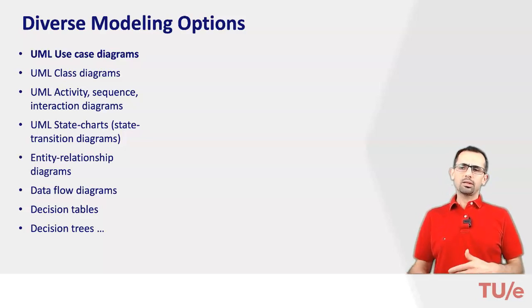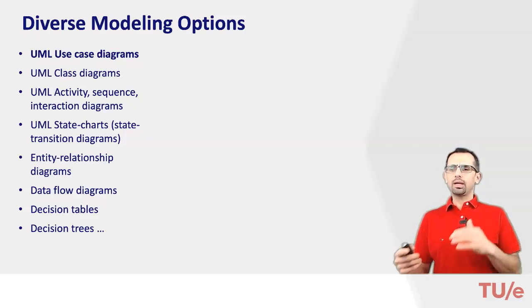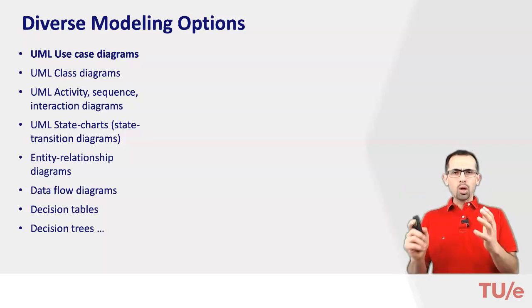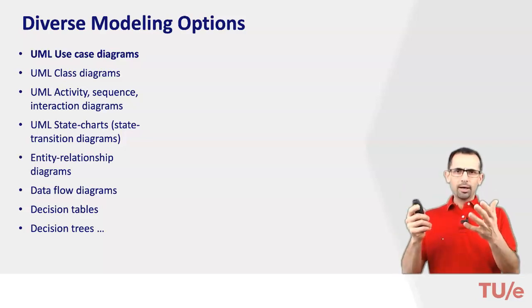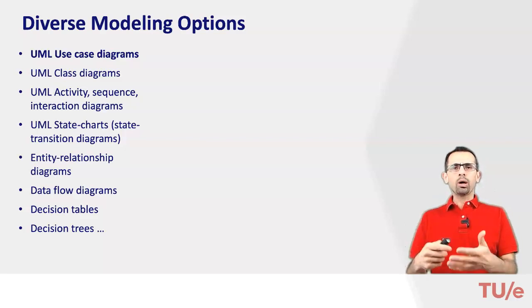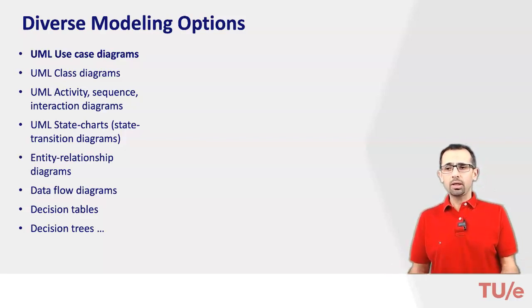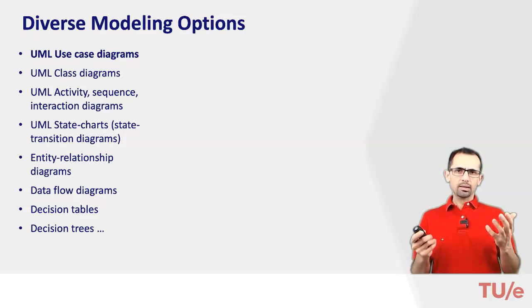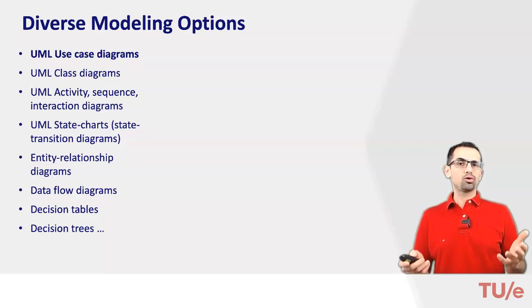Okay, so entity relationship, I'll come to that later on. Data flow diagram, decision tables, decision trees. It's not just UML diagrams, but more. But particularly know these things. Know what these notations are for, and how you can use them, what the strong and weak points are. That would be the thing that a successful business analyst should do.